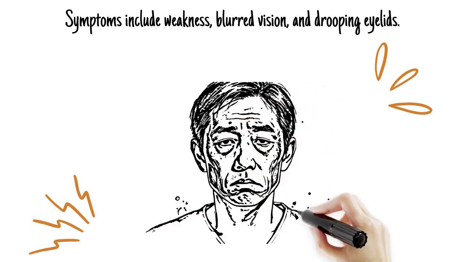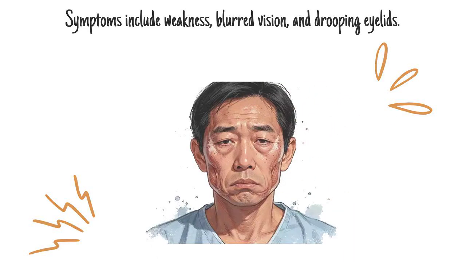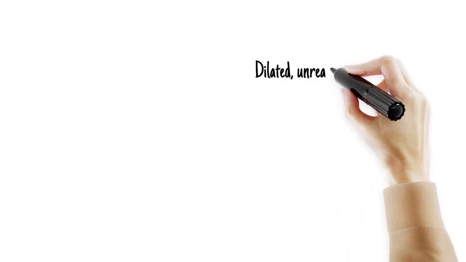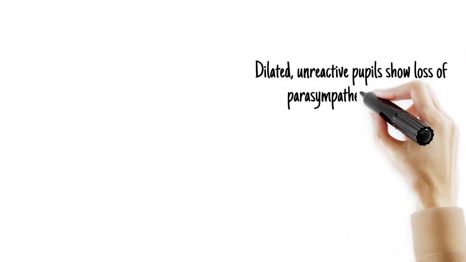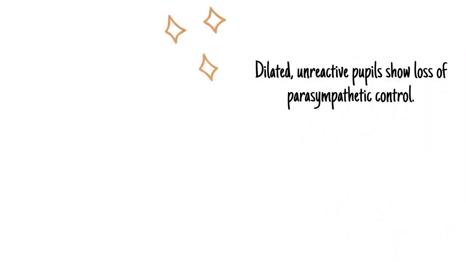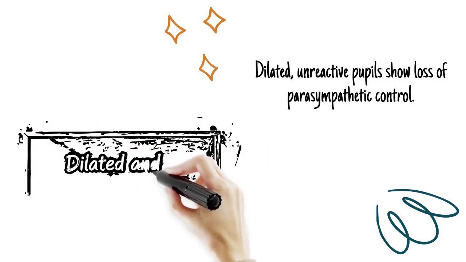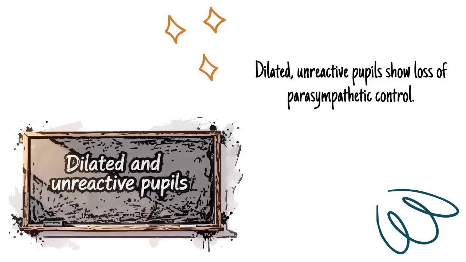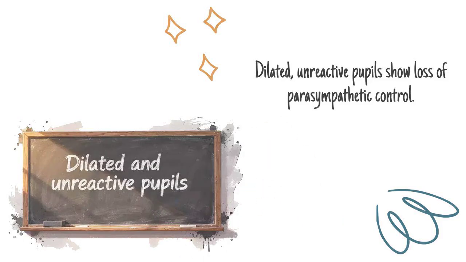vision, and large unreactive pupils. The dilated, unreactive pupils specifically reflect loss of parasympathetic constriction of the iris sphincter, confirming that the toxin is acting at cholinergic synapses throughout the nervous system, not just at the muscle.